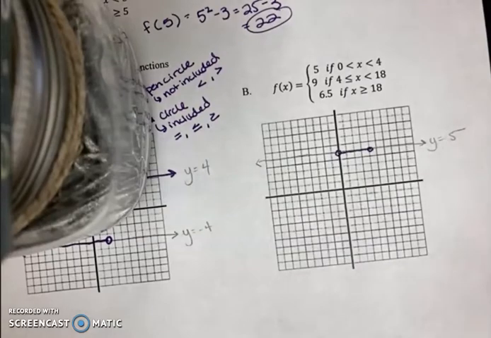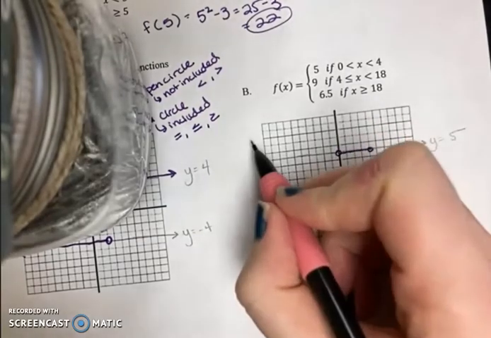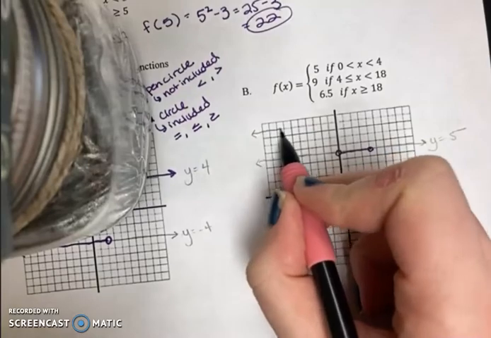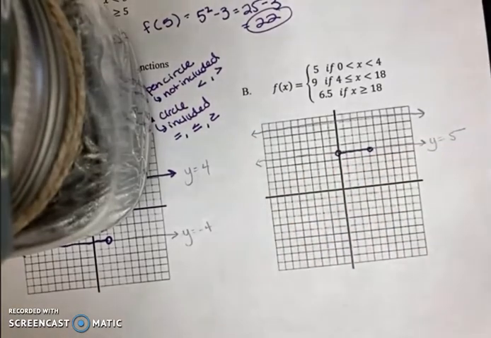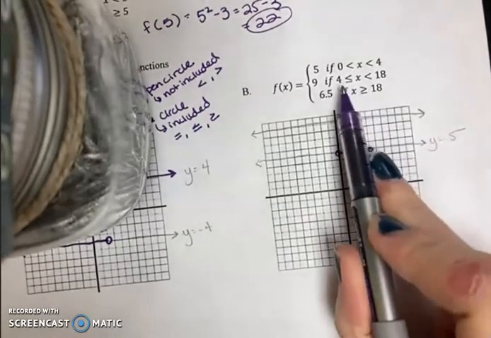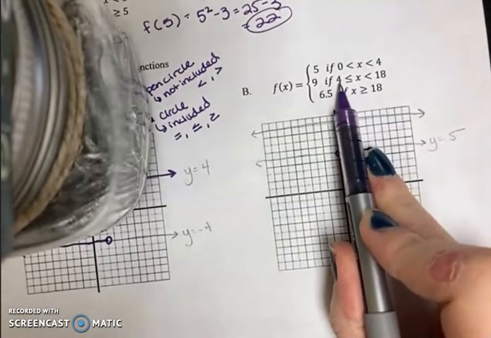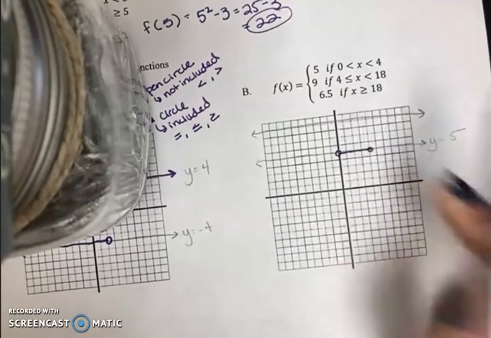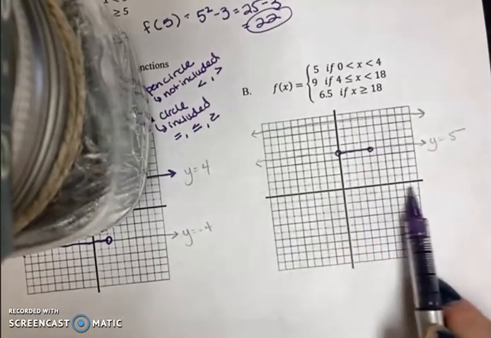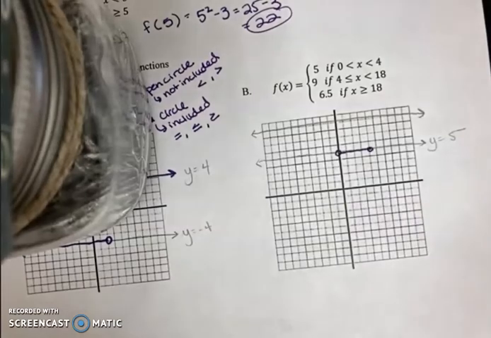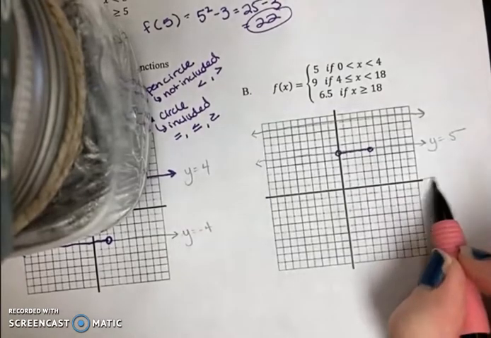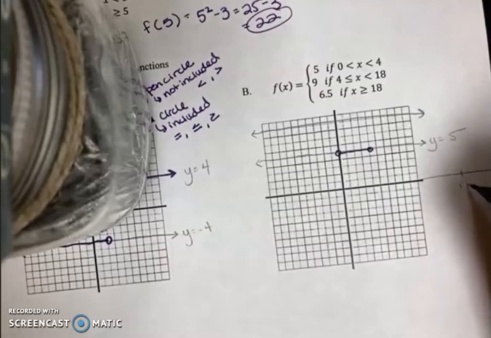The second function is 9. So here's y equals 9 right here. And that's for 4 to 18. So I'm realizing now I'm using a scale of 1. It may have been easier for me to use a scale of 2, but no big deal. I'll make it work. I'm just going to extend it and say, hey, 18 is going to be right out here.